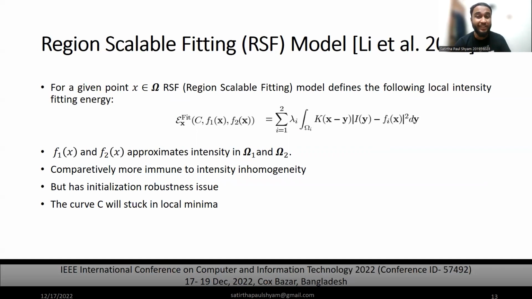Here, it basically calculates local averages inside a Gaussian window. So here we can see the energy function of the RSF model. It is a quadratic error between the approximated average image and the real image. It has an initialization robustness issue, but as it is dealing with local information, it is immune to inhomogeneity. But here also the curve C will start in local minima.